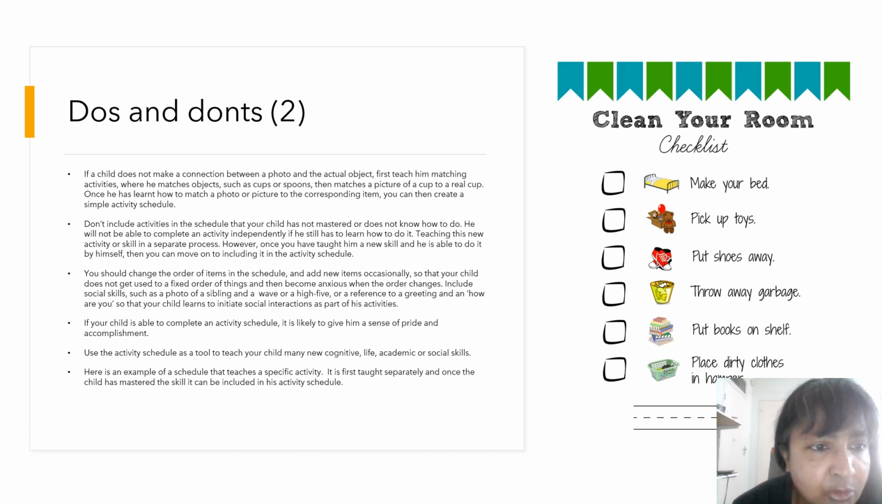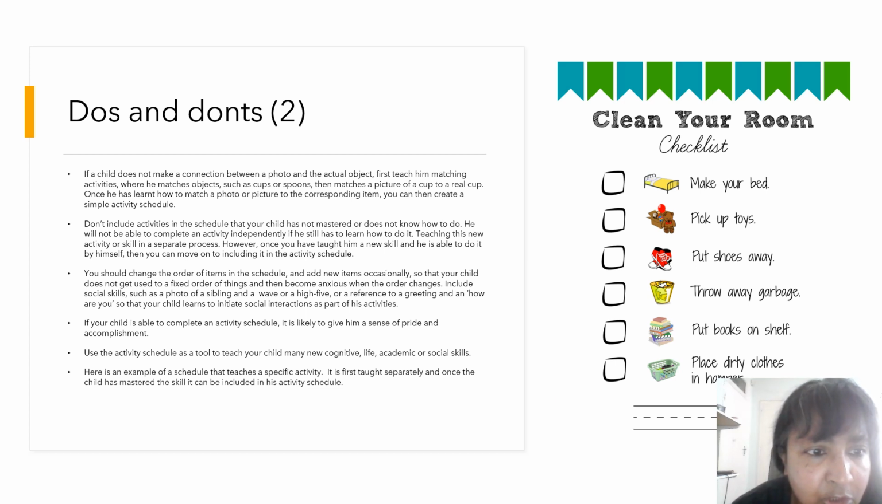And as I've said before, don't include activities in the schedule that your child has not mastered or does not know how to do. He will not be able to complete an activity independently if he still has to learn how to do it. Teach a new activity or skill in a separate process, and once you have taught him the skill and he is able to do it by himself, then you can move on to including it in the schedule. You should change the order of items in the schedule regularly and add new items occasionally so that your child does not get used to a fixed order of things and then become anxious when the order changes.